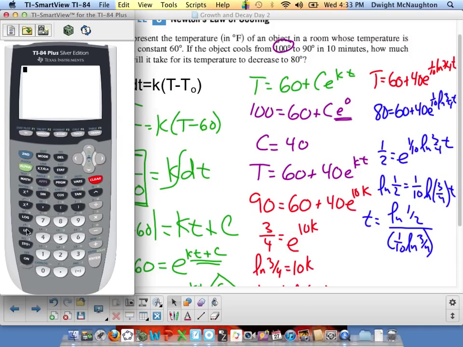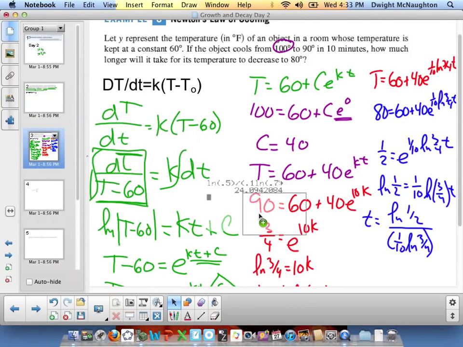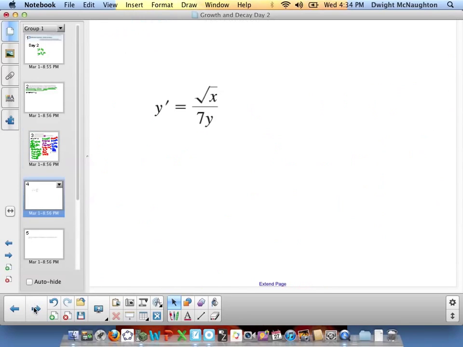So the natural log of 1/2 divided by 1/10, the natural log of 3/4. And we'll see it takes 24 minutes total. And so since the question says how many more minutes, the correct answer is 14 more minutes. Let's look at some more differentials.